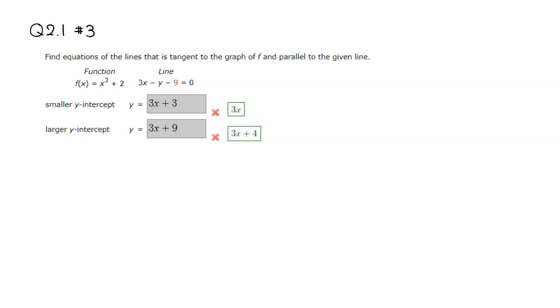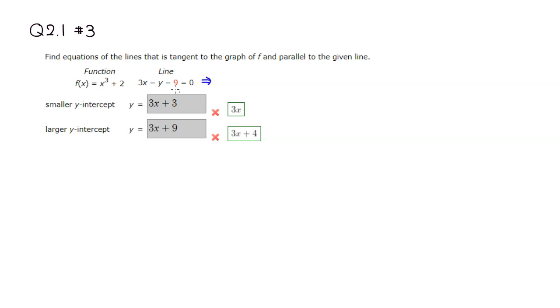All right, let's look at quiz 2.1, problem number 3. We have a function given and a line, and what we want to do is find equations of tangent lines to the given function that are also parallel to the given line. Since we have a line given, we can find the slope from there.